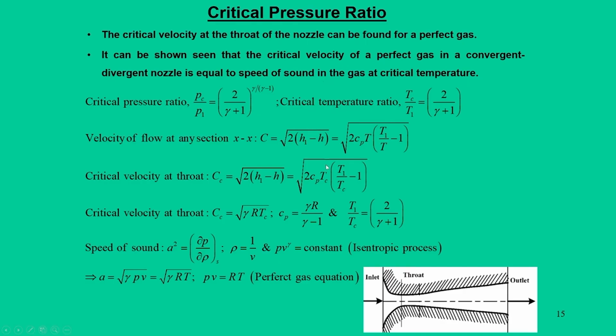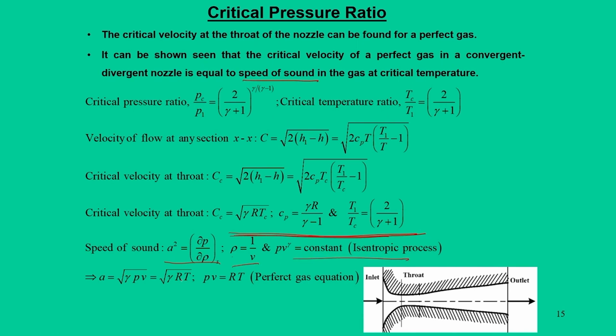So, when we think of the fluid as a perfect gas, the expressions we have derived so far apply to this perfect gas situation. For a perfect gas one can also define a parameter called the speed of sound. By definition, the speed of sound squared is dou p by dou rho at constant s, where rho stands for density. We can write rho as 1 by specific volume, and p v to the power γ is constant for an isentropic process.